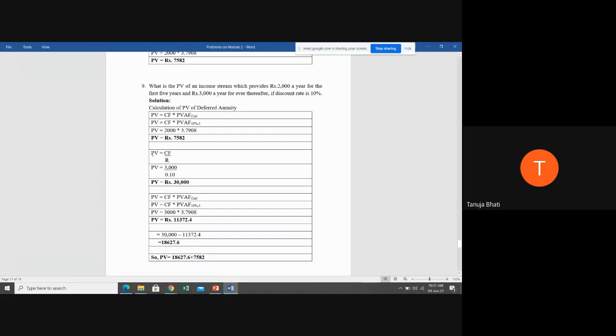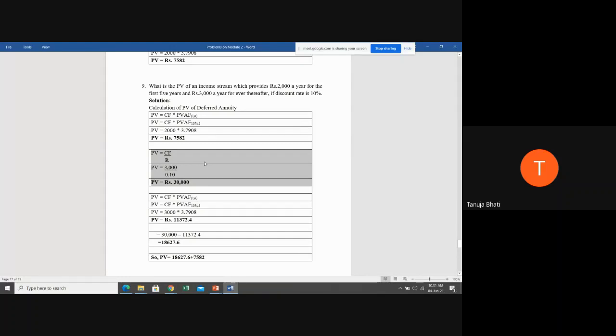So students, pay attention. This formula we have considered from the first year itself, because in this formula there is no n. So this 30,000 rupees, the present value we have got, is considering 3000 arising from the first year itself, because in the perpetuity formula there is no n. So how does this particular formula know that it is arising after 5 years? Does it know? No, ma'am. Your n is not there.